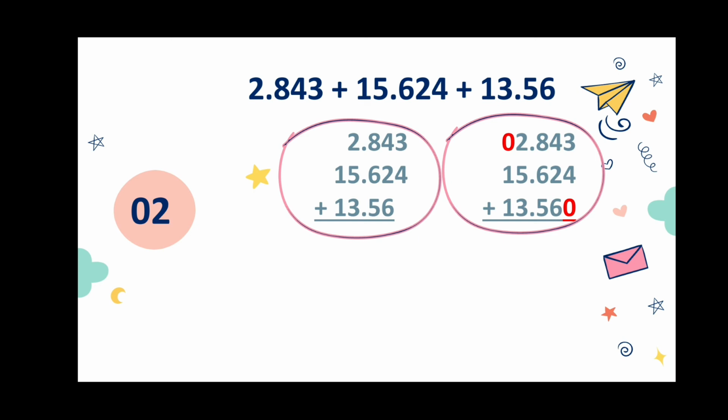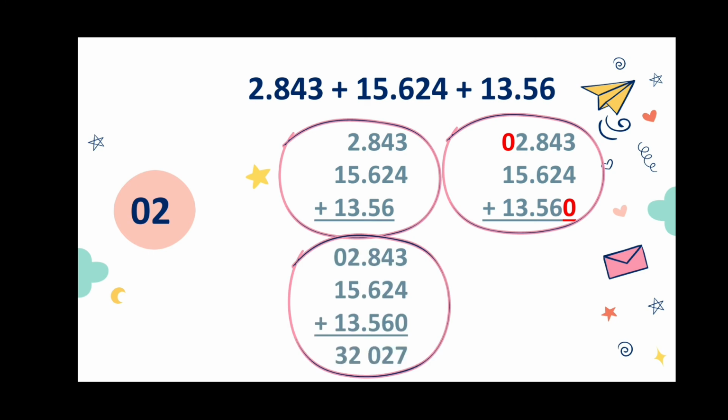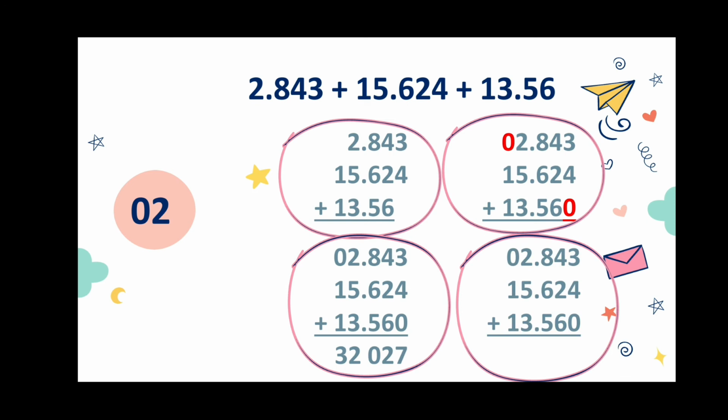Next, let's add all the given numbers. Yan. And finally, lagyan natin ng decimal point para maging final answer na siya. So, the final answer is 32 and 27 thousandths. So, those are the steps on how to add or subtract decimal numbers.